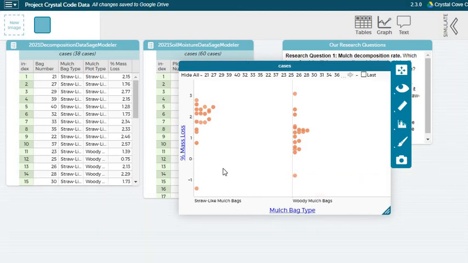As you can see, there are high and low decomposition amounts for both of these. Some of them lost a lot of mass, some of them didn't lose very much. But what we want to know is overall, did our straw-like bags or our woody mulch bags lose more mass? So I want you to spend some time to think about this. Think about ways that you can come up with one number to represent the percent mass loss of our straw-like mulch bags and one number to represent the percent mass loss of our woody mulch bags. How could we tell overall which one is higher or lower?